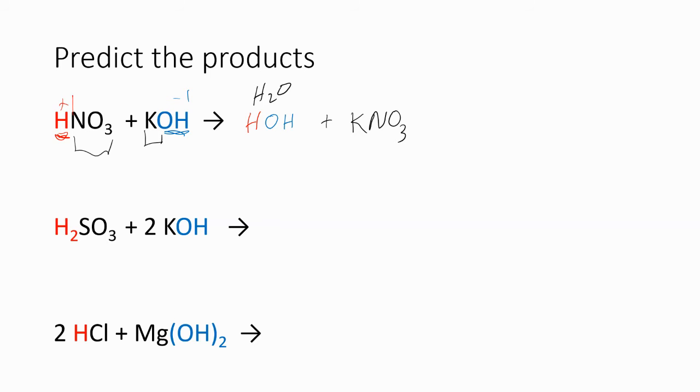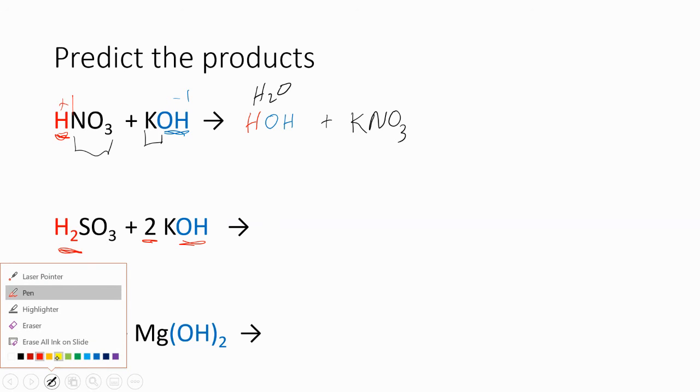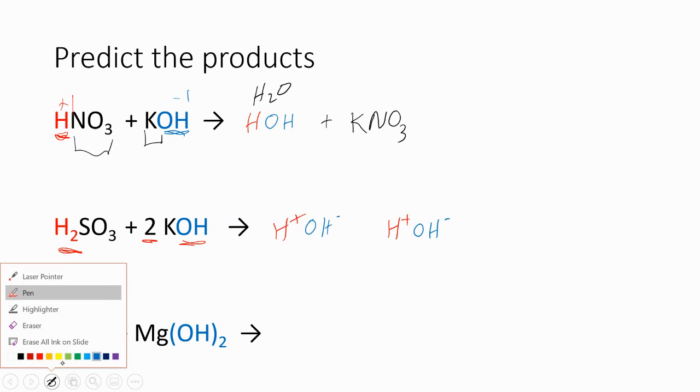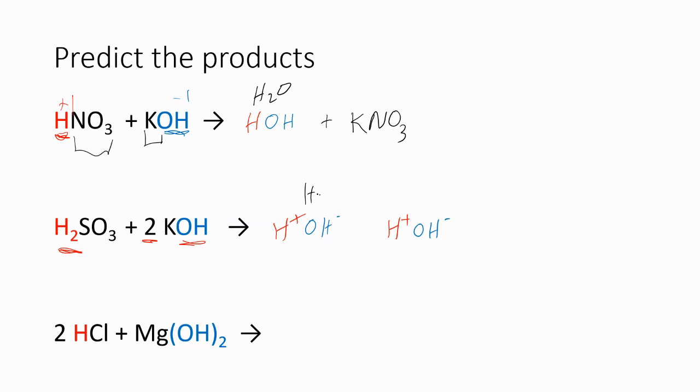All right, so we balance equations. So if there's H2SO4 plus KOH, now there's two H pluses, and so there needs to be two OH minuses to counterbalance that. So we have an H plus and another H plus, and each one of those is going to get together with an OH minus and form water. So now we have two waters, right? So we have water and water, and then we're also going to have the K and the SO3.